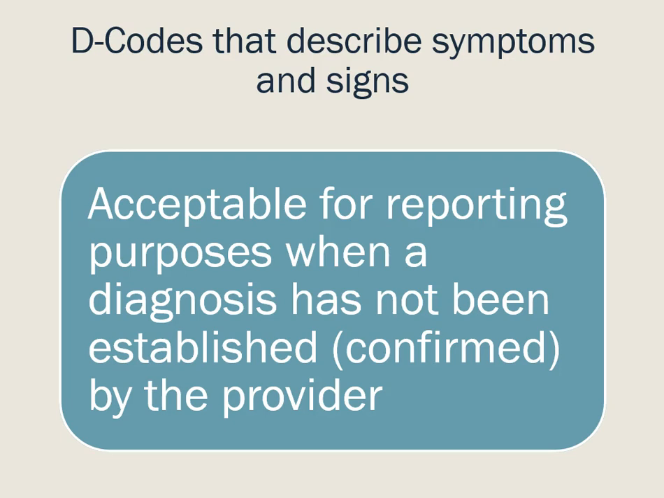In our previous video, we actually went over signs and symptoms. They are found in Chapter 18 of our code set. We also discussed that Chapter 18 includes some, but not all, of our signs and symptoms.